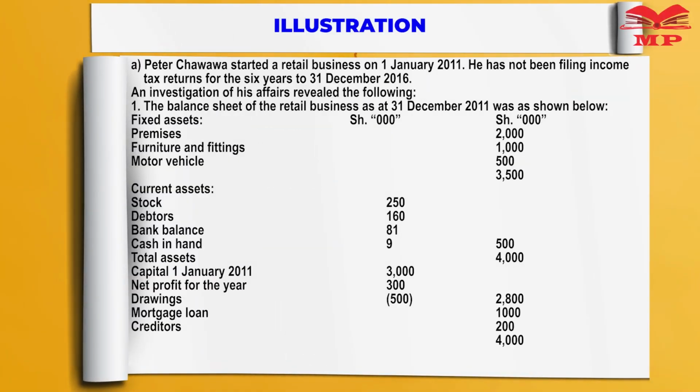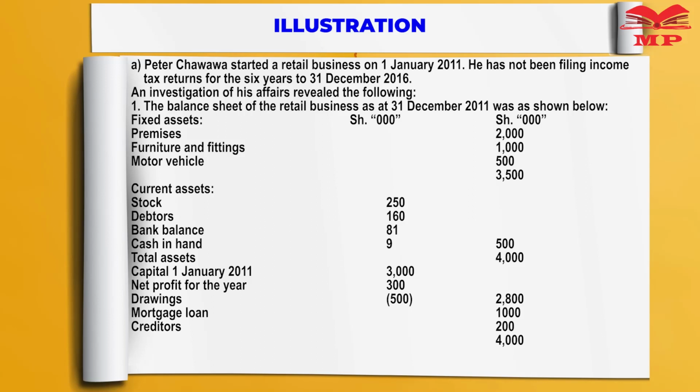This is what the question says. Peter Chawawa started a retail business on 1st January 2012. He has not been filing income tax returns for the 6 years to 31st December 2017. Now, an investigation of his affairs revealed the following. 1. The balance sheet of the retail business as at 31st December 2012 was as shown below.